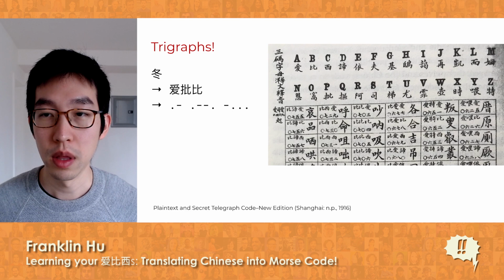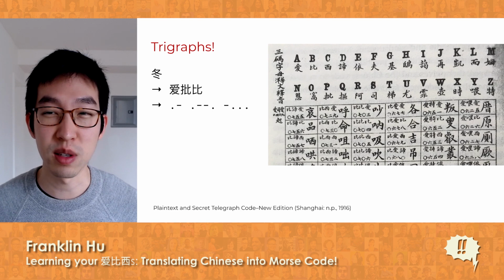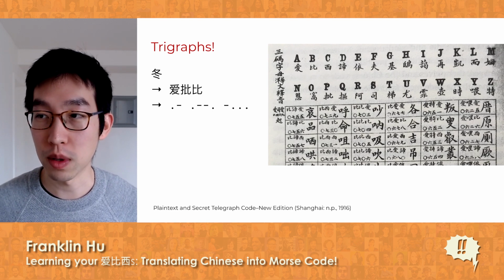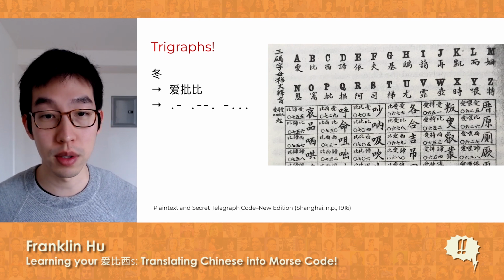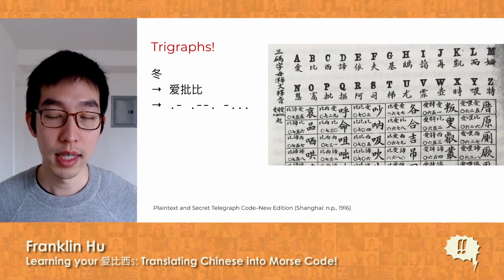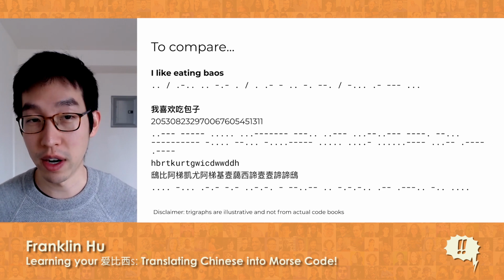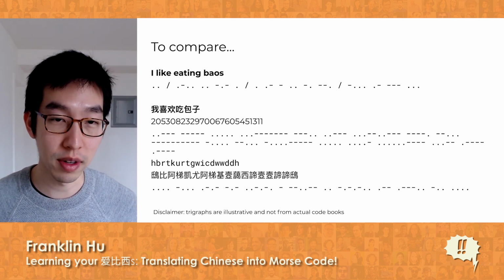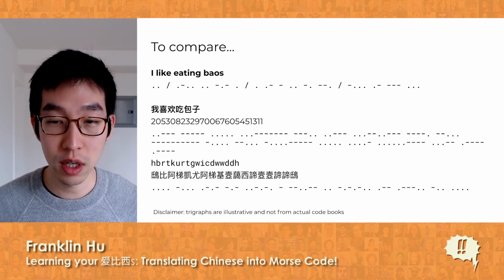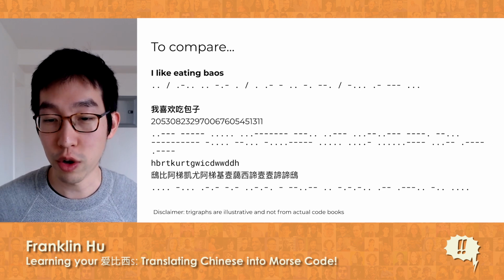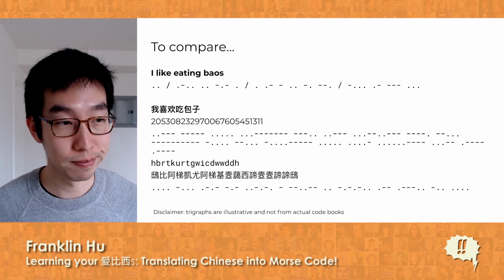Eventually, this mapping between Latin and Chinese characters became less necessary as exposure to Latin letters became more widespread, and so it eventually disappeared out of codebooks. And cool, to give a very concrete example, we have a phrase, I like eating baos, which we have the conceptual equivalent of in Chinese, and we can see that the digit representation in Morse code is fairly long, and with trigraphs, it's probably just about the same length as the English phrase, which is pretty cool.